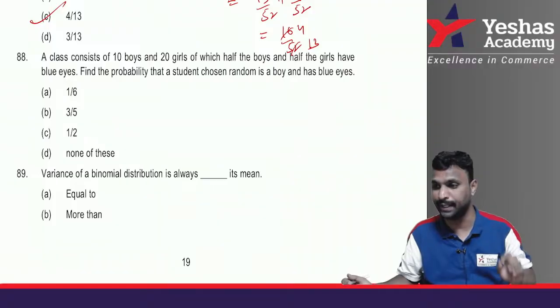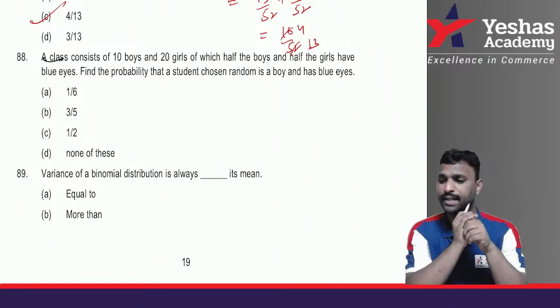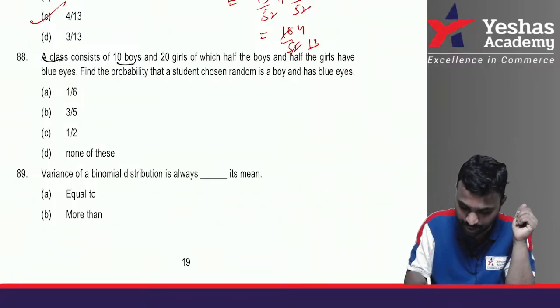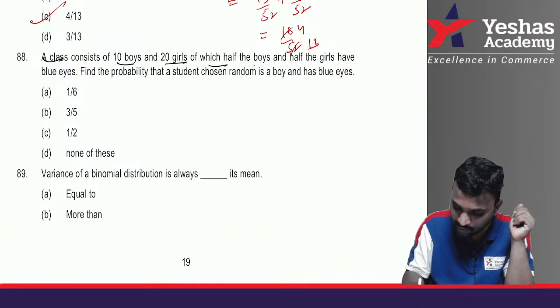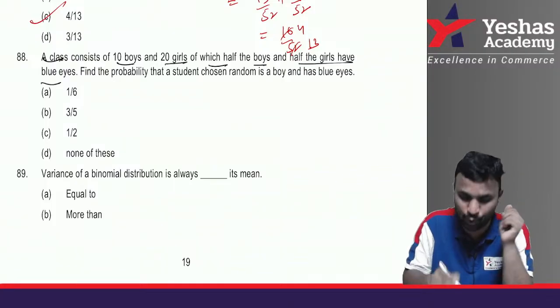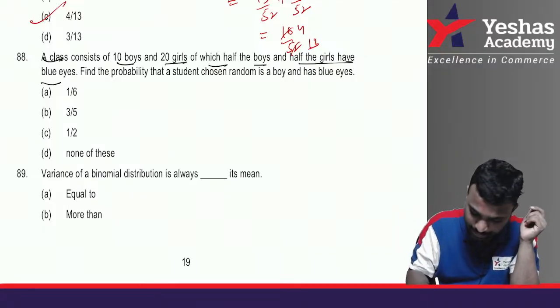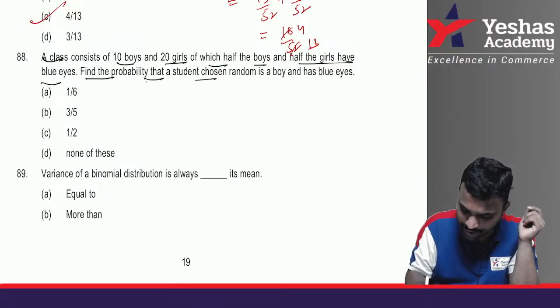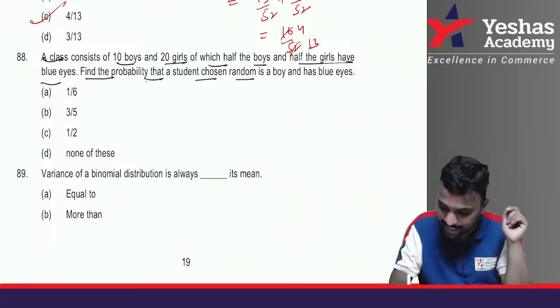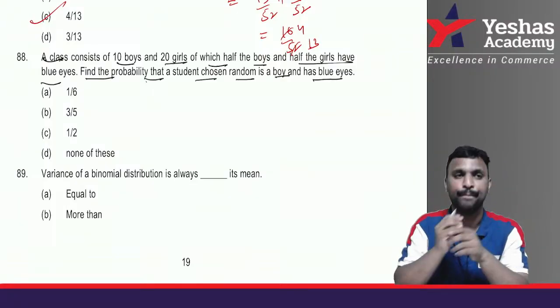Question number 88. A class consists of 10 boys and 20 girls, of which half of the boys and half of the girls have blue eyes. Half of the boys and half of the girls have got blue eyes, right? Find the probability that a student chosen at random is a boy and has blue eyes.